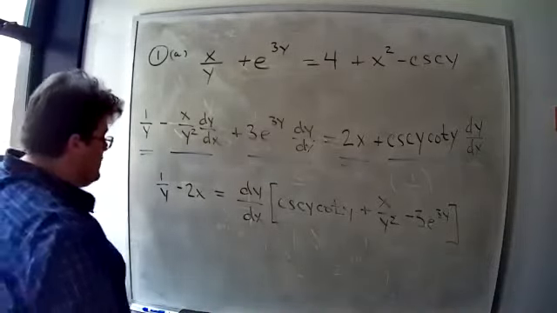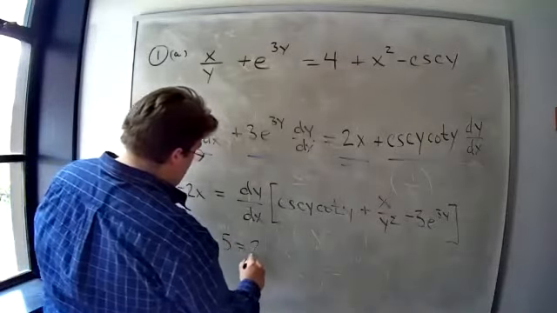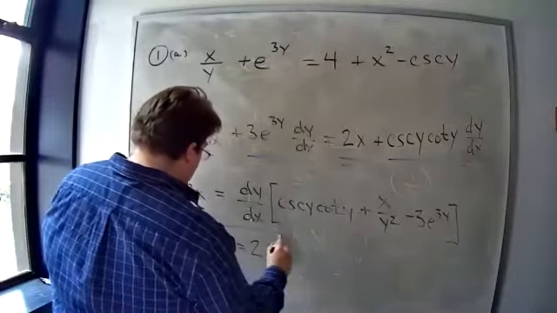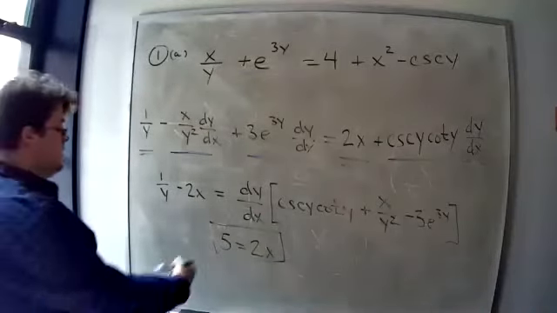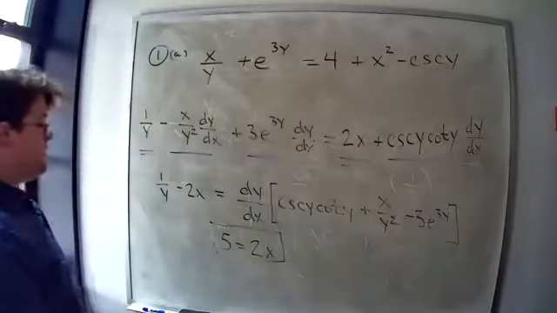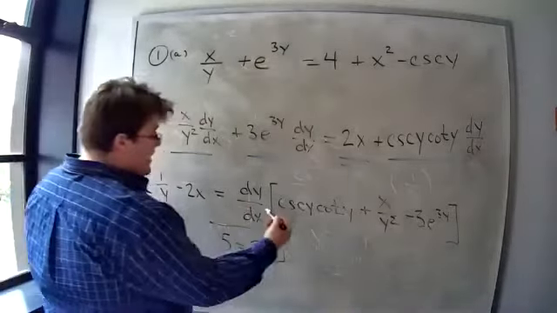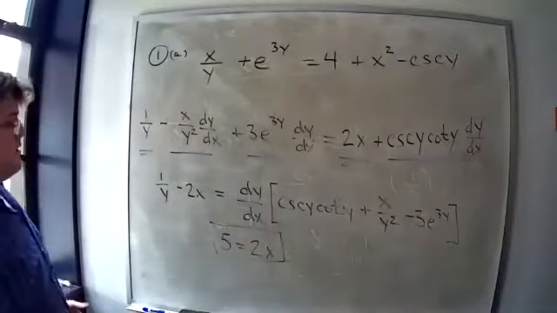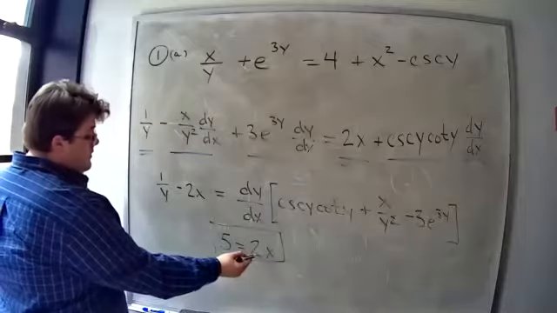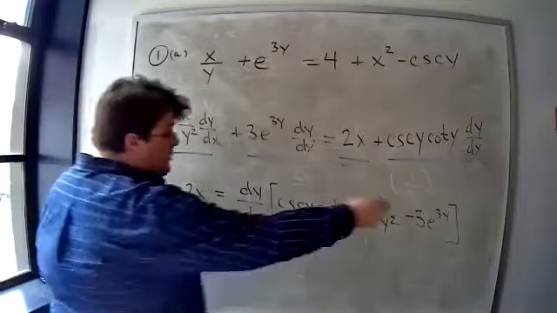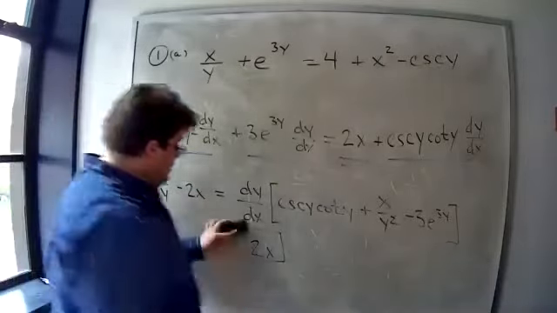And now we need to solve this for dy/dx, which should feel the same as solving this equation right here, 5 equals 2x, for x. We have something times dy/dx equals something. So we just need to get rid of that something. Over here, we would divide by 2. Over here, we're just going to divide by that entire coefficient.